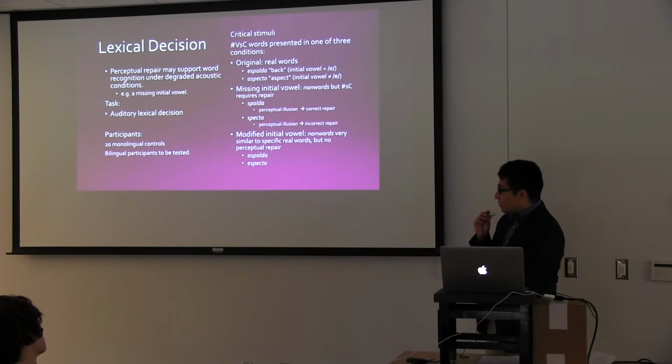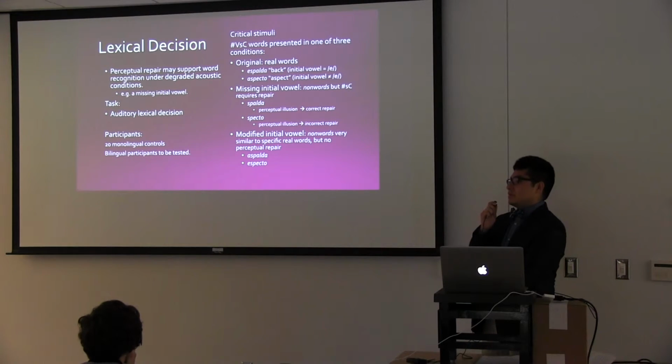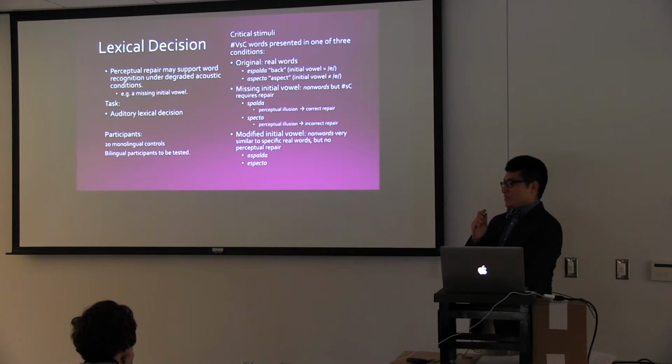So there were three kinds of stimuli. The first kind, the words were unchanged. So we had words that began with E, such as espalda, and we had words that began with any of the other vowels, such as aspecto. And for the second set of stimuli, we removed the vowel, and they were spalda or specto. And for the third set of stimuli, we just switched the vowels. So espalda to aspalda, aspecto to especto.